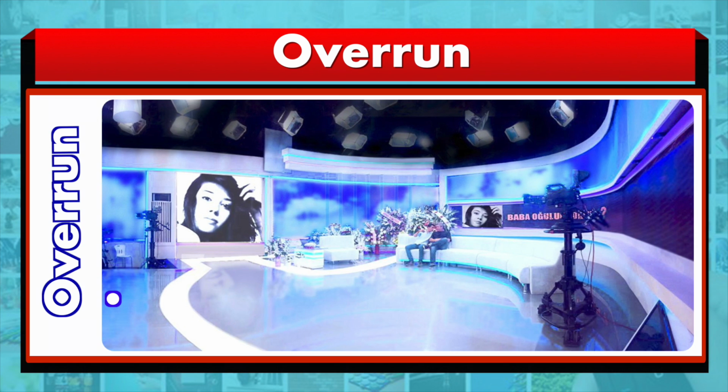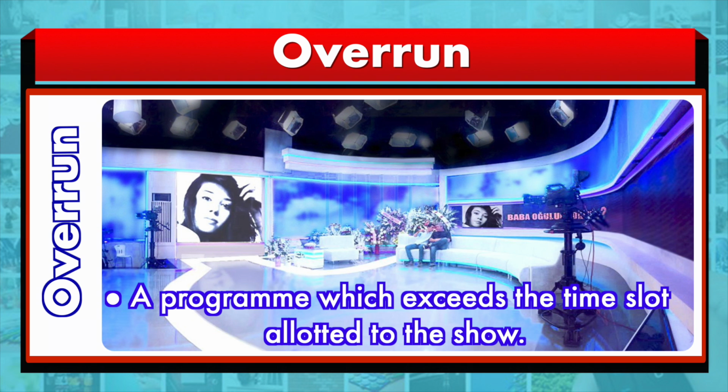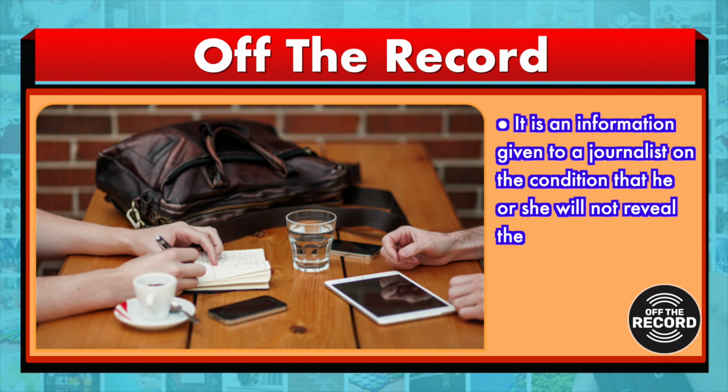The next term is overrun, a program which exceeds the time slot allotted to the show. Off the record. It is an important information given to a journalist on the condition that he or she will not reveal the name of the source who is providing it.